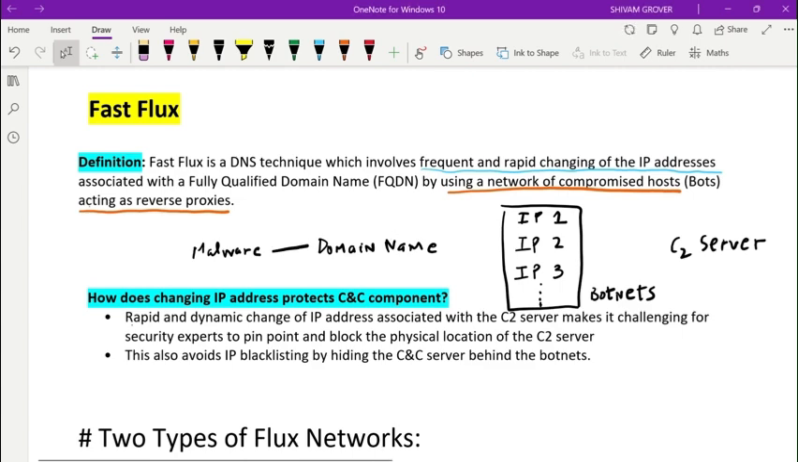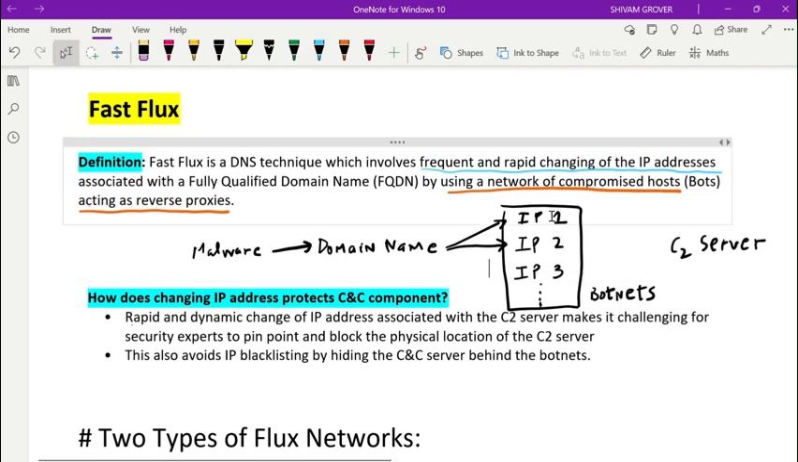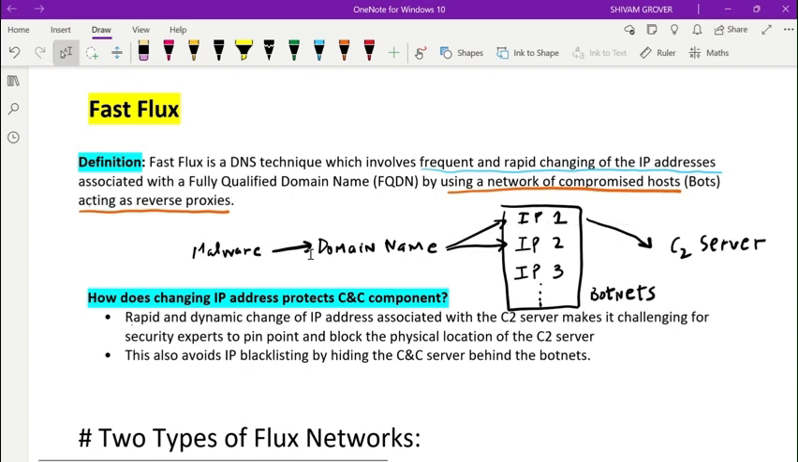So malware needs a domain name to communicate with the C2 server, but here the domain name is mapped to a number of IP addresses. So let's say it is mapped to IP1 and IP2, and these IP addresses are of the bots in the botnet. So this IP address corresponds to a particular bot, and then the bot can process the query to the C2 server, which is going to reply the response back to that bot, and that bot is going to give the results back to the malware. So that's how the communication works.